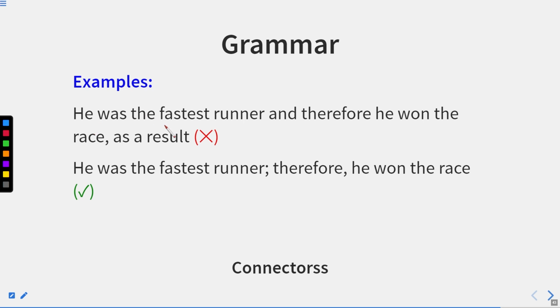For example, he was the fastest runner and therefore he won the race as a result. Now, here, as a result is not required, because therefore itself says that it is the conclusion of the result. He was the fastest runner, therefore he won the race. So, we need not write the words as a result over there. We need not write because over there. For example, if she comes, therefore I will inform you. Now this sentence will be incorrect. We can say, if she comes, I will inform you. That is it. We cannot use therefore again with that particular word.